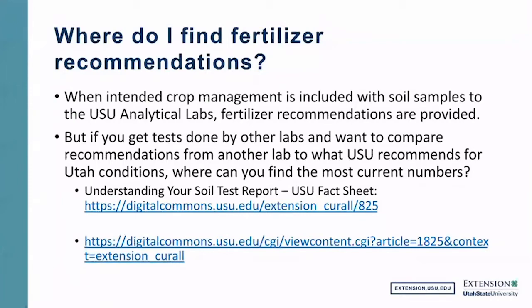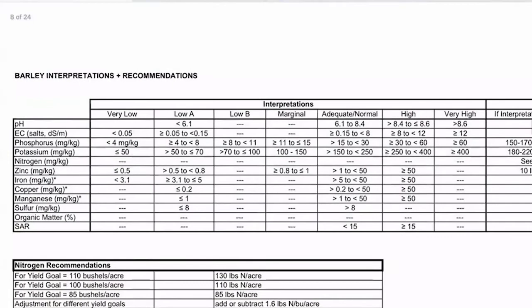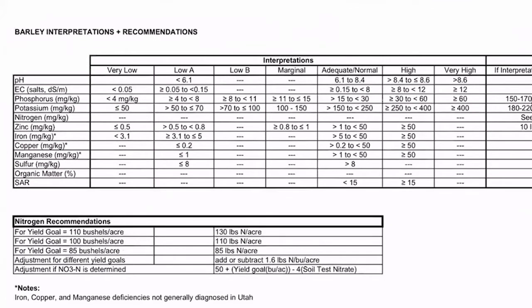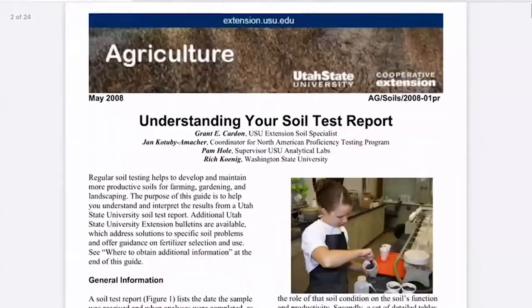You can go to this particular fact sheet. It's called Understanding Your Soil Test Report. It's in our Digital Commons collections on campus, and you can go to Digital Commons USU and look for document A25. I'm going to, hopefully you're going to be able to see this, go to that document right now. Reagan, you can verify whether or not you're seeing that document on the screen. Yeah, we are seeing it.